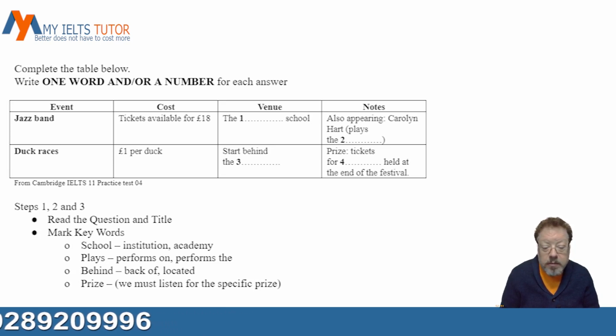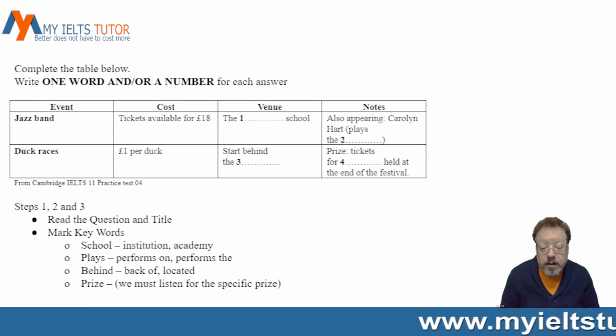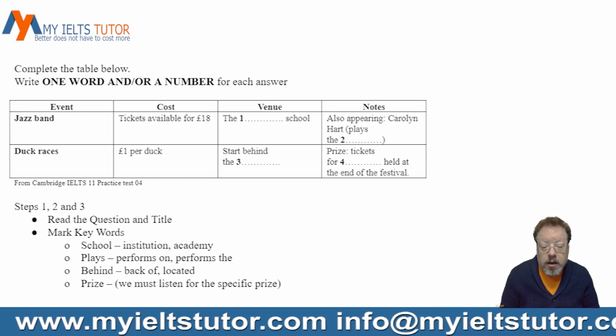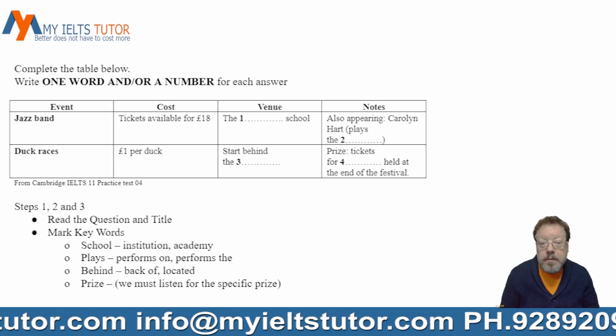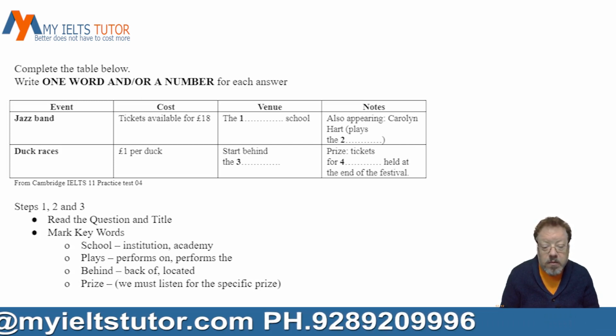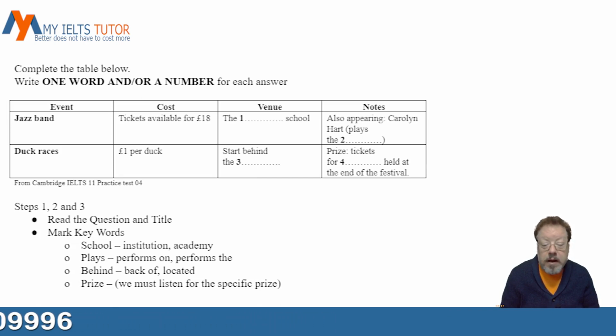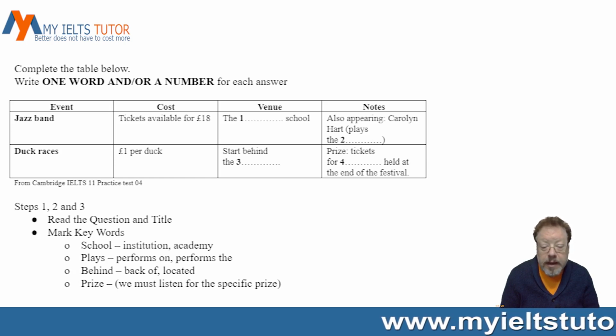Venue, the blank school. That's question 1. Question 2, notes. And then here with jazz band, we have the next question. Also appearing, Carolyn Hart plays the blank. Okay, so that's question 2. And so venue for duck races, start behind the blank. And then for notes, the prize for the duck races, prize tickets for blank, held at the end of the festival.